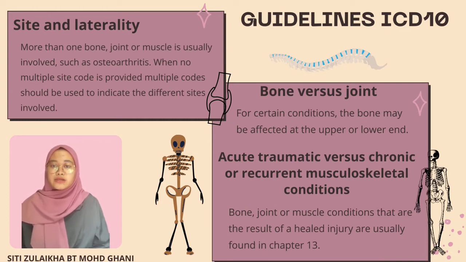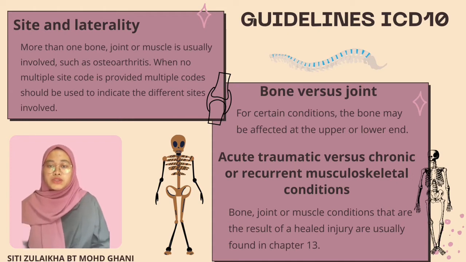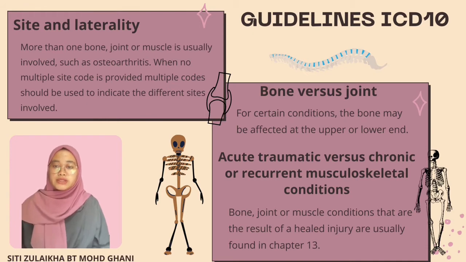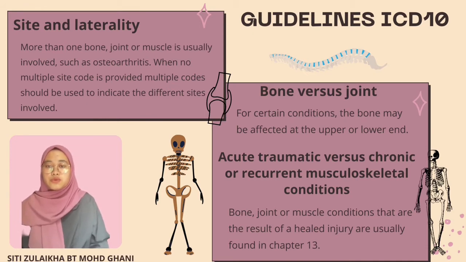For certain conditions, the bones may be affected at the upper or lower end. For example, avascular necrosis of bone in code M87, and osteoporosis in code M81. Choose the portion of the bone affected, even if it may be at the joint. The site designation will be the bone, not the joint.